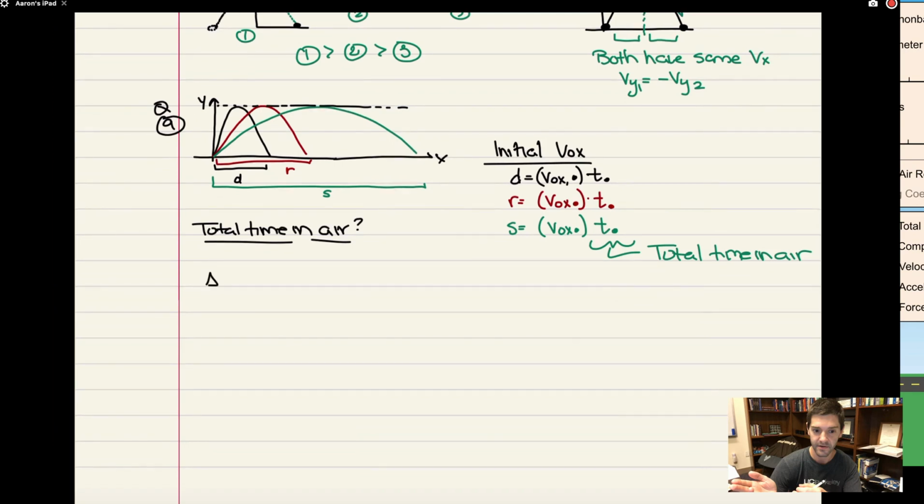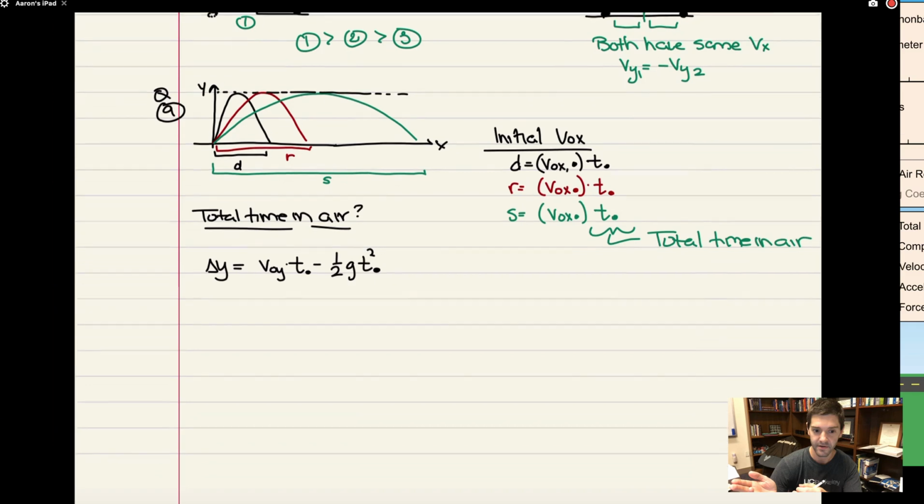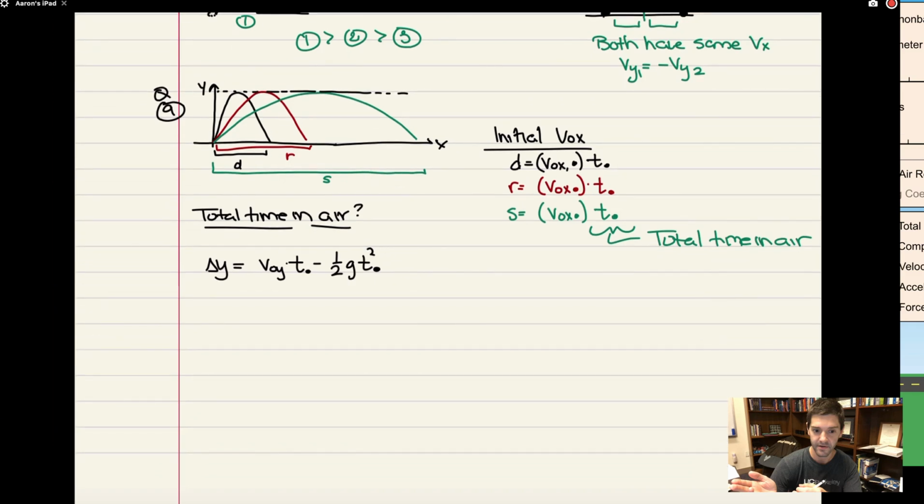So I could look at, say, what is the vertical displacement across the entire trajectory, and that's equal to the initial y velocity times t, the total time in the air, minus 1/2 gt squared. Again, this is assuming that up is positive, and so therefore g is negative, like I've drawn the coordinate system. Now what's nice is that this overall displacement is 0. It starts and ends at the ground.